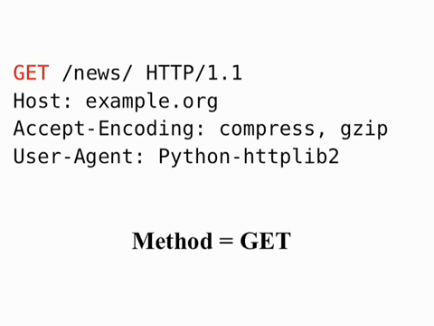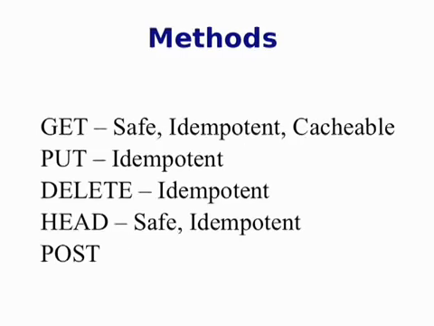There is a method, and that's the action to perform on the resource. There are actually several different methods that can be used: get, put, delete, head, and post, among others. And each of those methods has particular characteristics about them. For example, get is safe, idempotent, and cacheable. Cacheable means the response can be cached by an intermediary along the way. Idempotent means the request can be done multiple times. And safe means there are no side effects from performing that action.